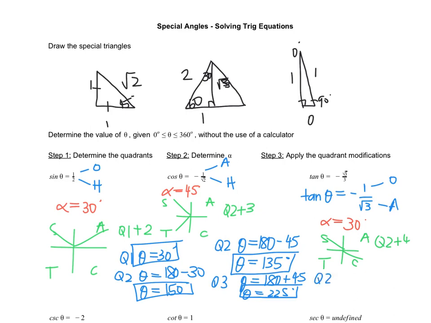In quadrant 2, theta will be 180 minus 30, so that's 150 degrees. And in quadrant 4, theta is 360 subtract 30, which is 330 degrees. So those are our two options. So the steps are very, very similar to solving trig equations with the calculator, except we're using our special triangles instead of taking the inverse of a ratio.